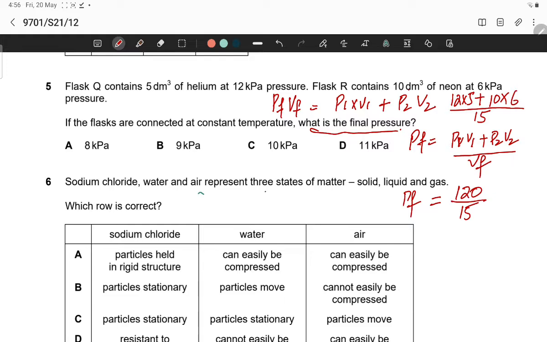So this is equal to, let's calculate, 120 divided by 15 is equal to 8 kilopascal. So this A option is correct.